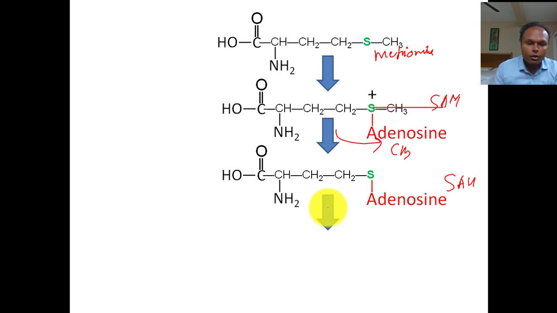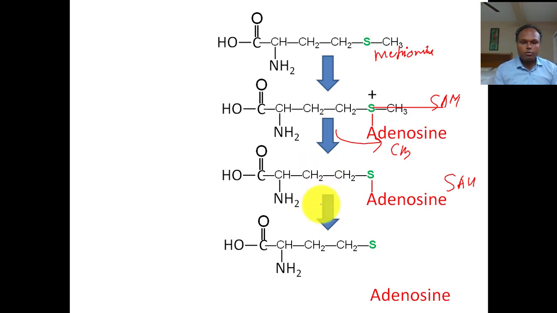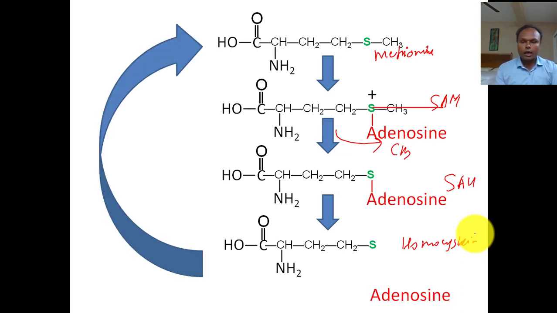This S-adenosyl homocysteine will now separate. Adenine and homocysteine will separate because of hydrolysis, and this homocysteine will be recycled to form methionine. This recycling requires a methyl group, and the homocysteine gets this methyl group from methyl tetrahydrofolate. And this is a cycle, so again methionine will be formed.